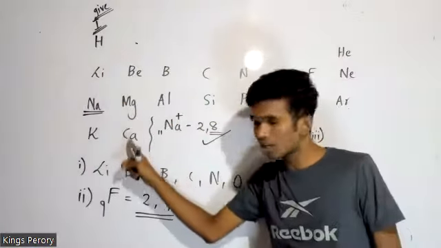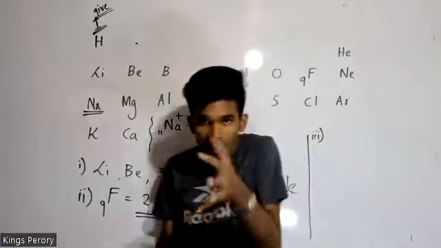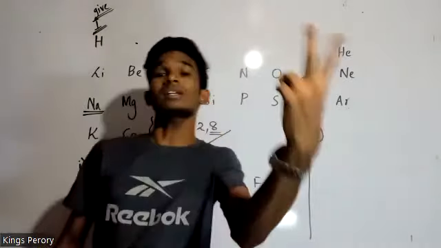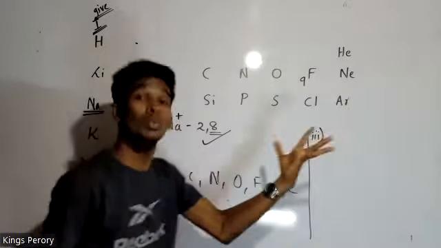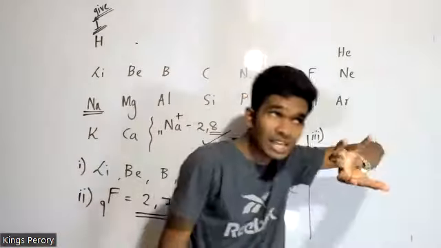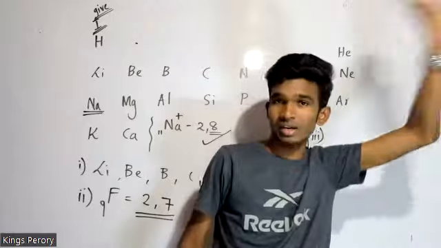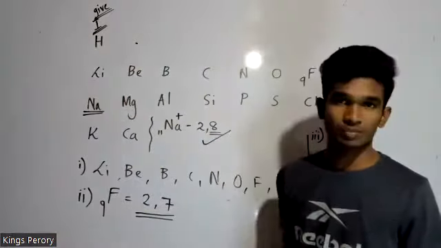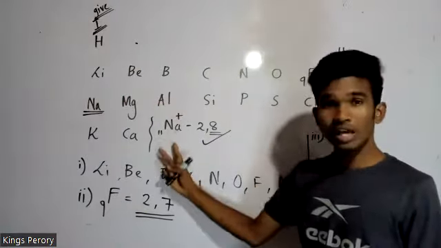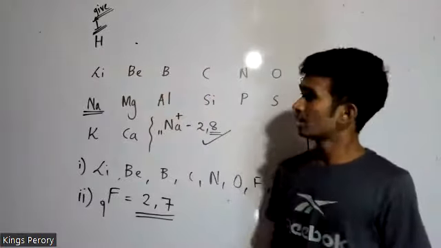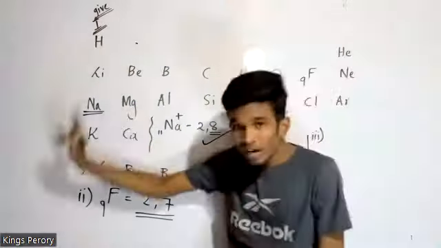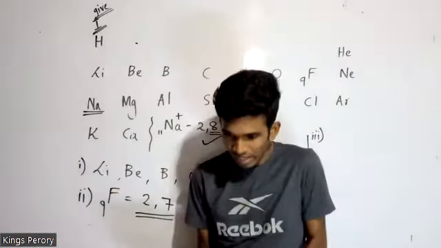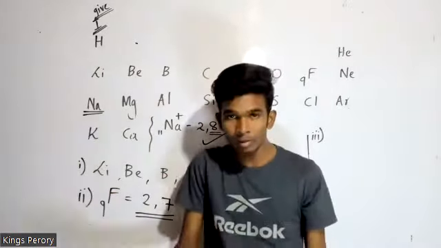Then what about second group elements? Second group elements have 2 electrons in excess. For example, if you look at magnesium, 2, 8, 2, that 2 is in excess. They like to release those 2 electrons and obtain a 2+ charge. Third group elements like to gain a +3 charge. So first group, second group, third group, they like to give off electrons, release their electrons and become stable.